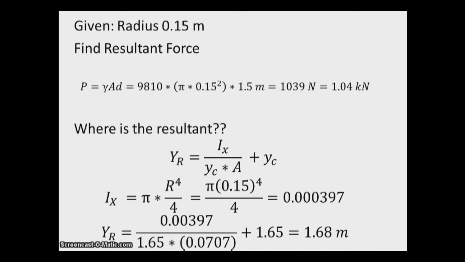So for our case, it will be 0.00397 over 1.65 times 0.0707 plus 1.65, which is the distance from the surface of the water to the centroid of the circle. And this gives us a distance greater than that distance of 1.65 meters, in 1.68 meters. So you'll really impress them.